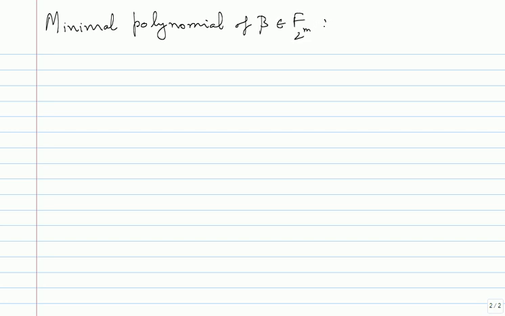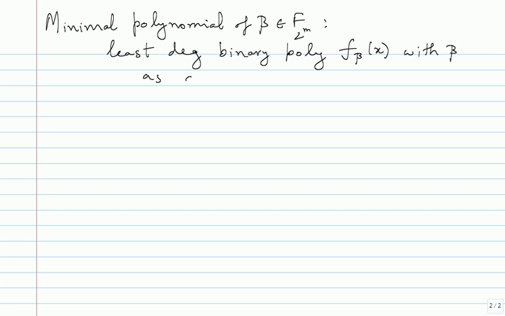Okay, so let's go back to these minimal polynomials. Let me remind you of what the definition was. I'll write it. Minimal polynomial of beta in F2^m: the least degree binary polynomial. I called it f beta x, with beta as the root. Right, that was my definition for the minimal polynomial. So you can go back now and imagine this set.